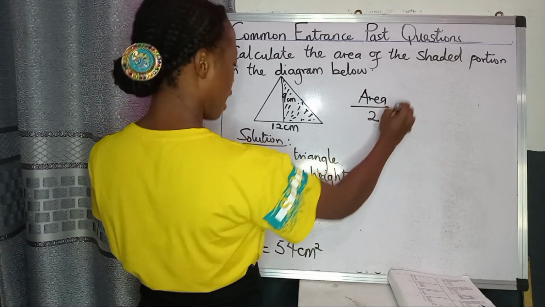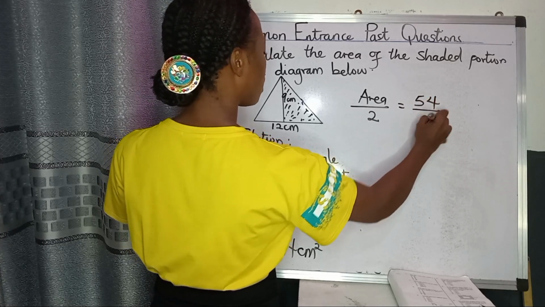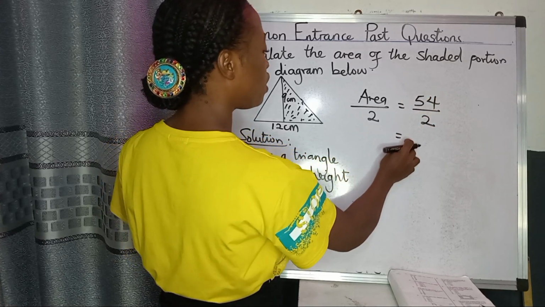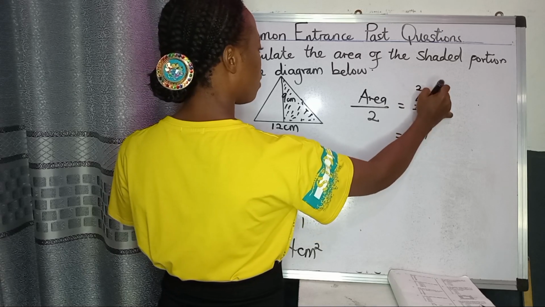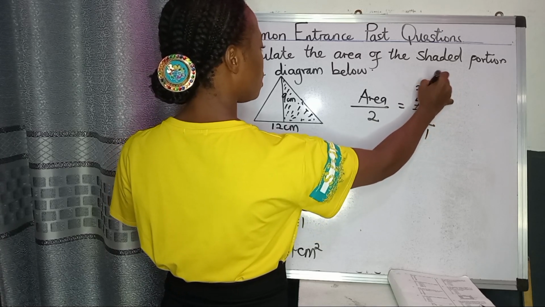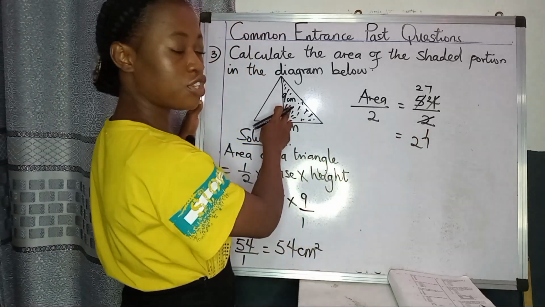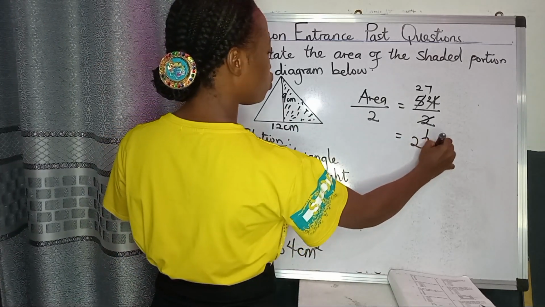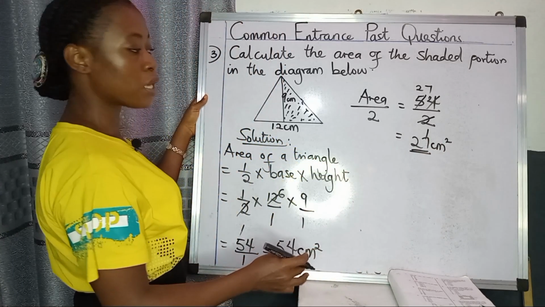So the area I have is 54. So I'm going to divide this 54 by 2. 54 divided by 2. 2 in 5 is 2, remainder 1. Then 2 in 14 is 7. Alright, so I have 27. The area of the shaded part is therefore equal to 27 centimeters squared. Now this is the first method.